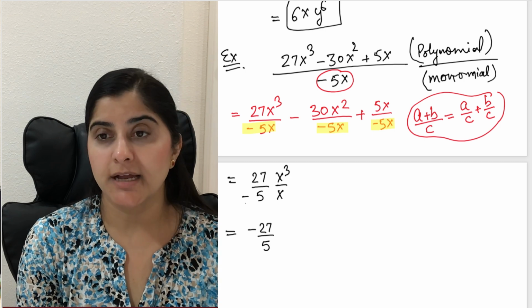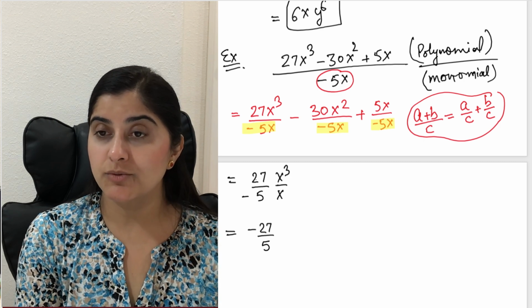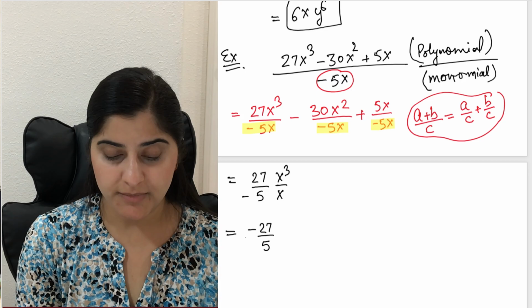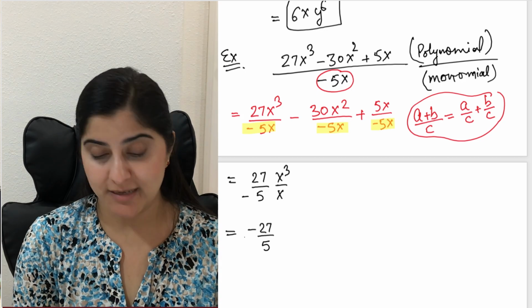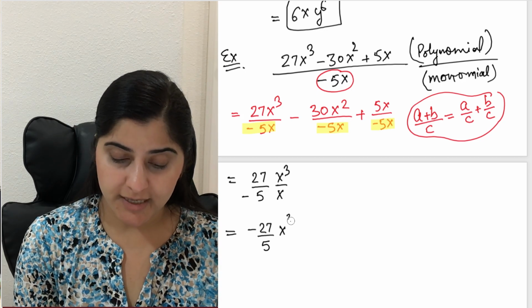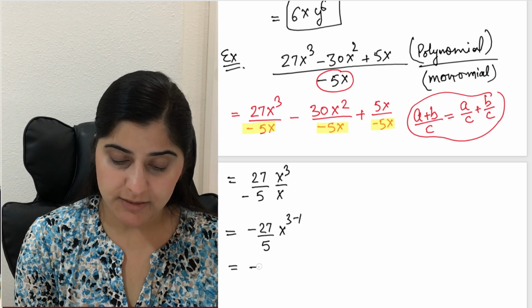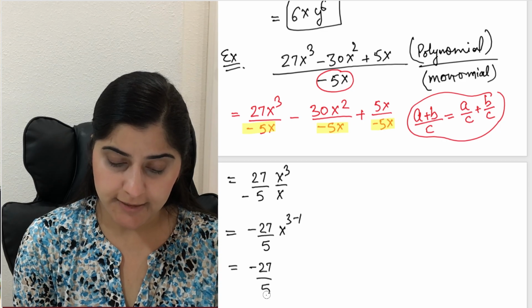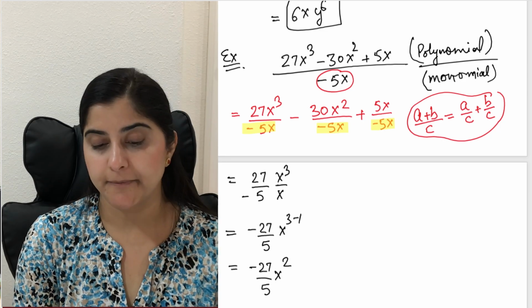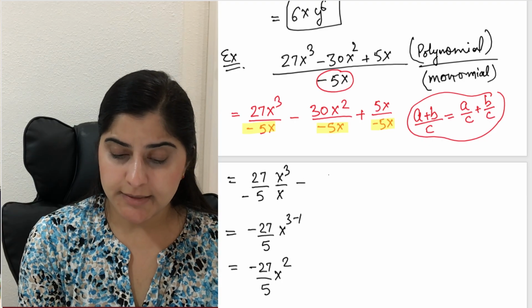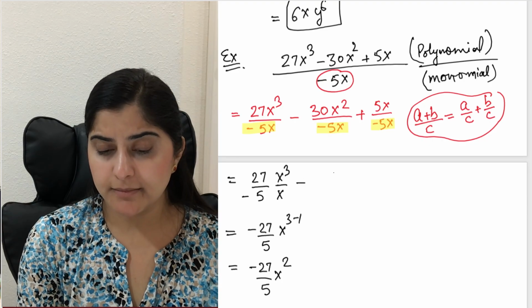So there is a negative sign. You can put the negative sign either in the numerator or in the denominator or in the middle. Just one negative should be there. And here we will subtract the exponents because we are dividing two exponential expressions. So we get this.